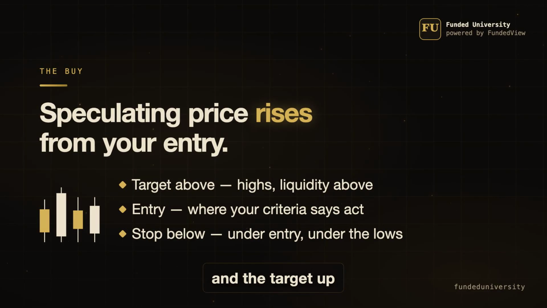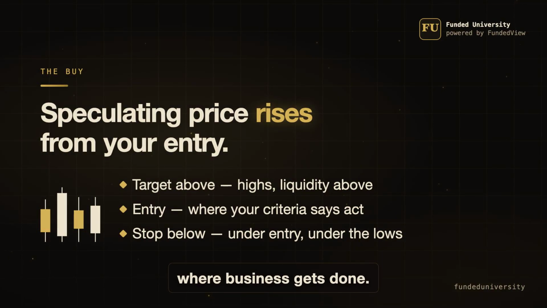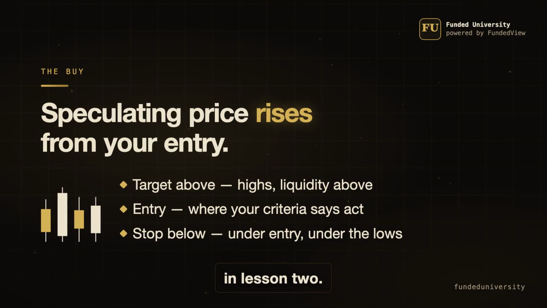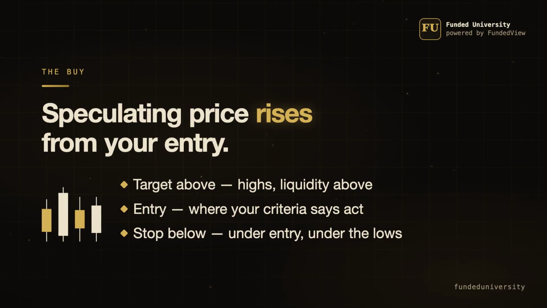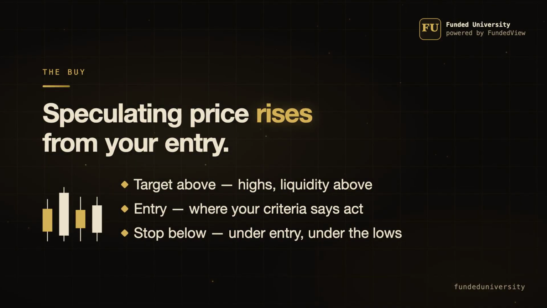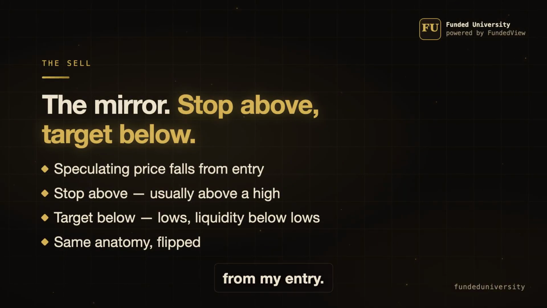And the target? Up at the highs, where the liquidity is sitting, where business gets done. You learned that word in lesson 2. Now it's on your chart. Got the picture? Now grab the whole thing and flip it upside down. That's a sell. Press sell, and you're claiming the opposite. Price falls from my entry.